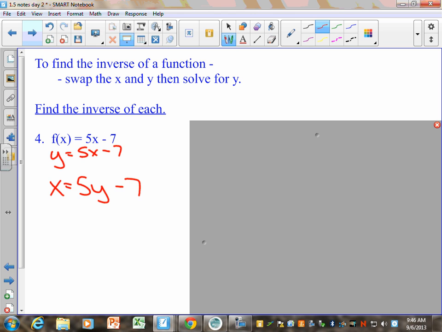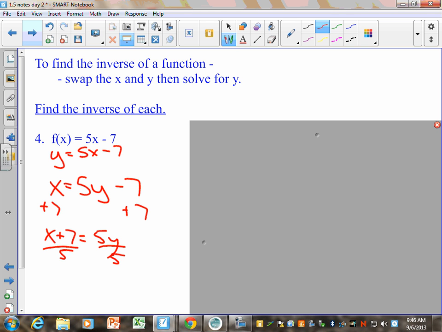That's not my inverse because I need to get y back by itself. So all you have to remember is switch x and y. Now get y by itself. So what am I going to do? Add 7. I'm going to divide by 5, 5 offset y.